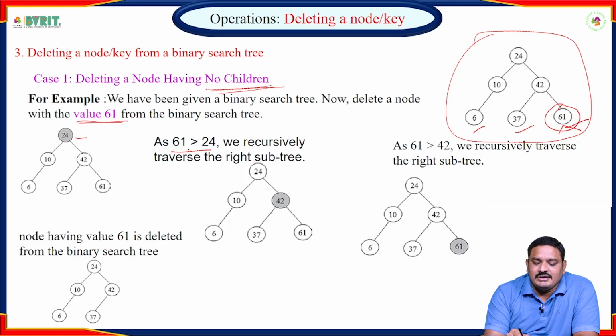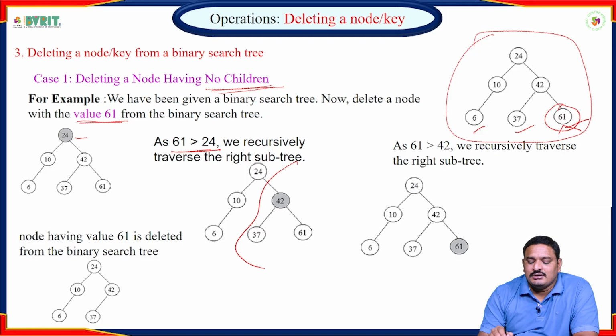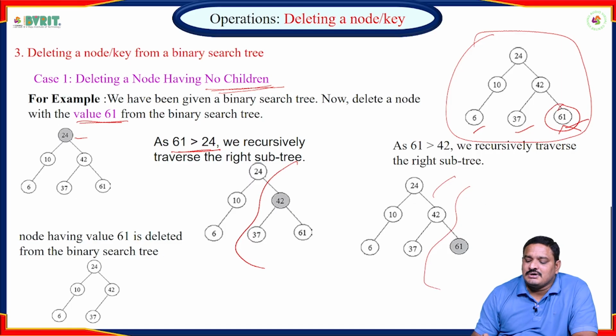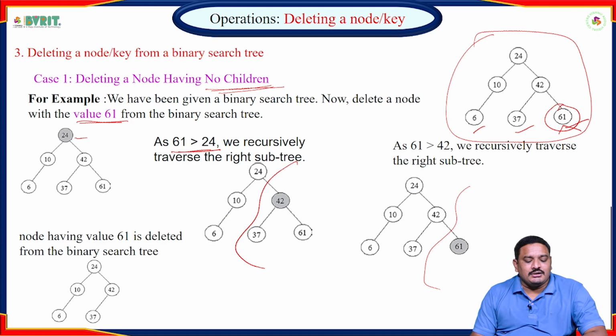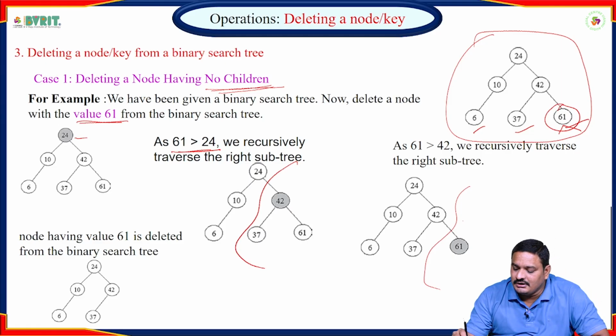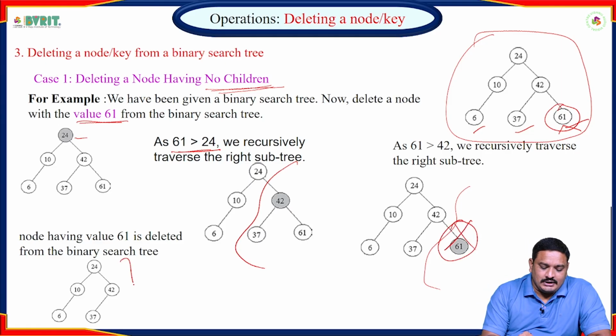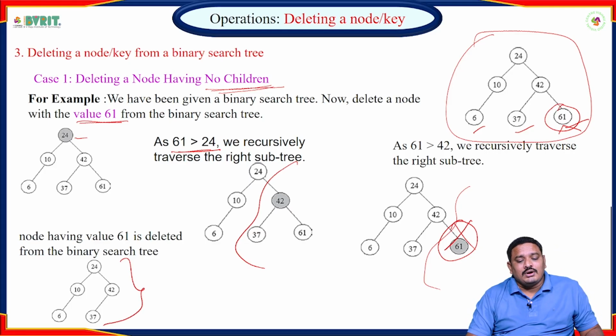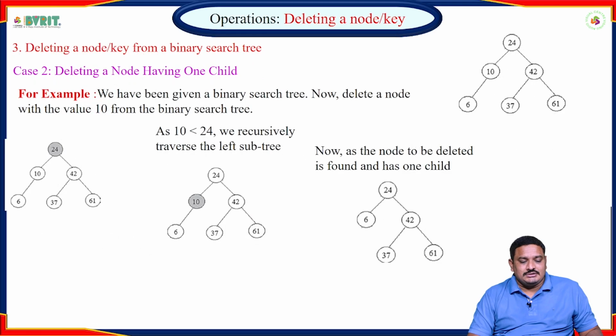See how to delete. Here, the value 61 is deleted from the binary search tree. First, 61 is searched for. As 61 is greater than 24, we traverse the right subtree. Then 61 is greater than 42, so we go to the right subtree. After that, the node having value 61 is deleted from the binary search tree. After deleting this node, finally the tree looks like this. That is deleting a node or key from the binary search tree.